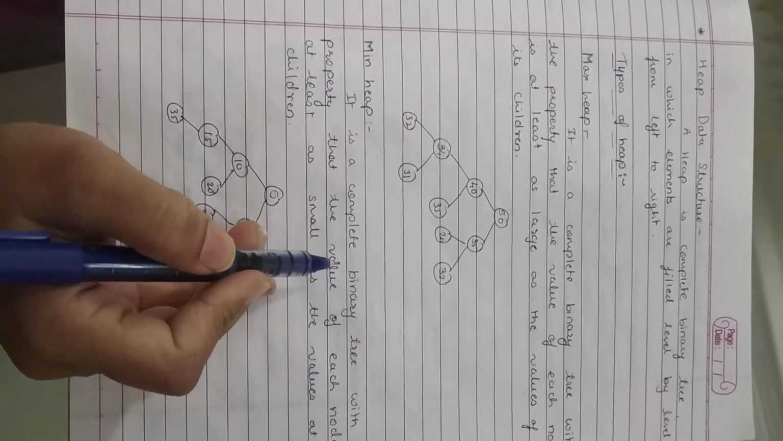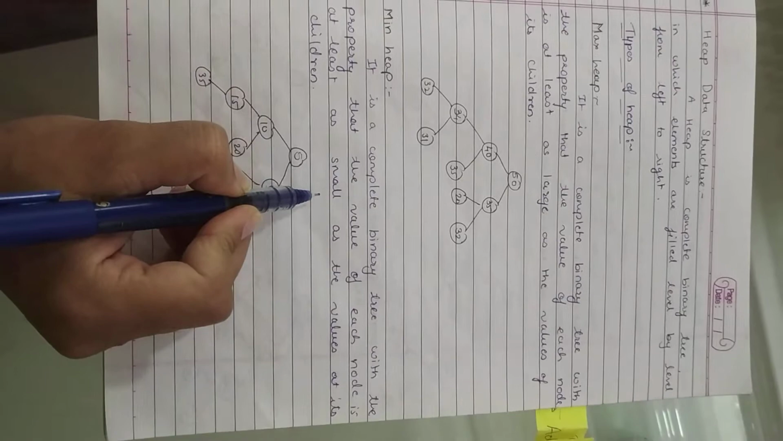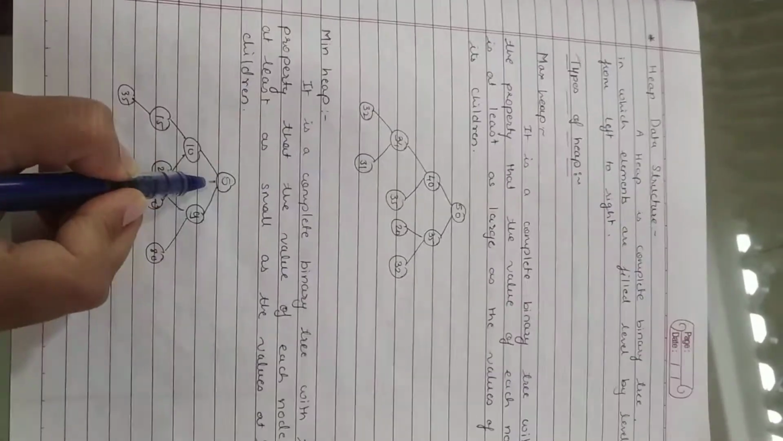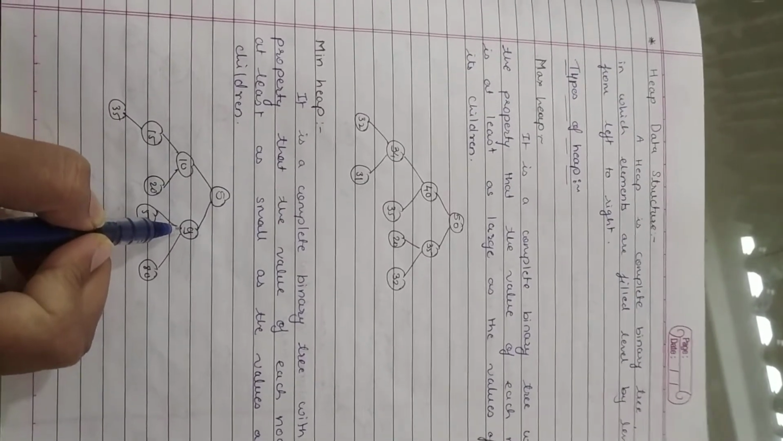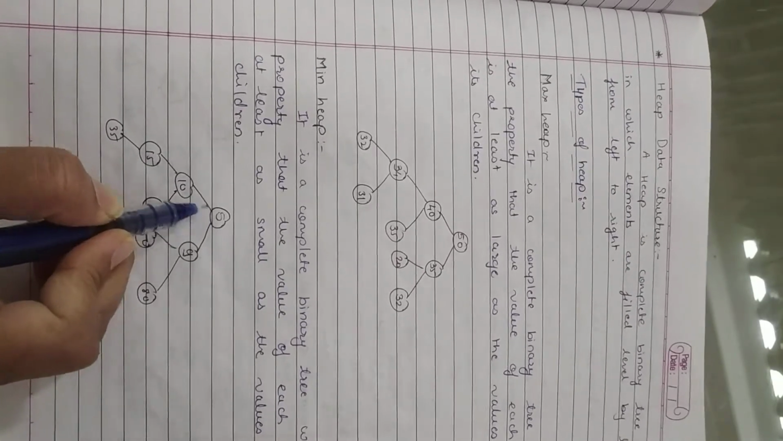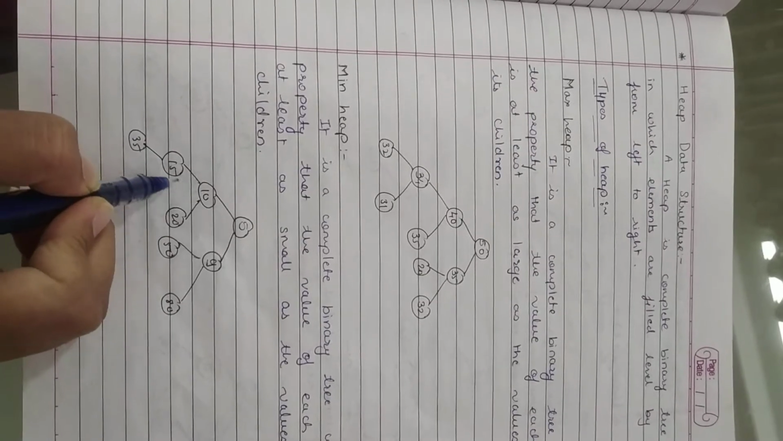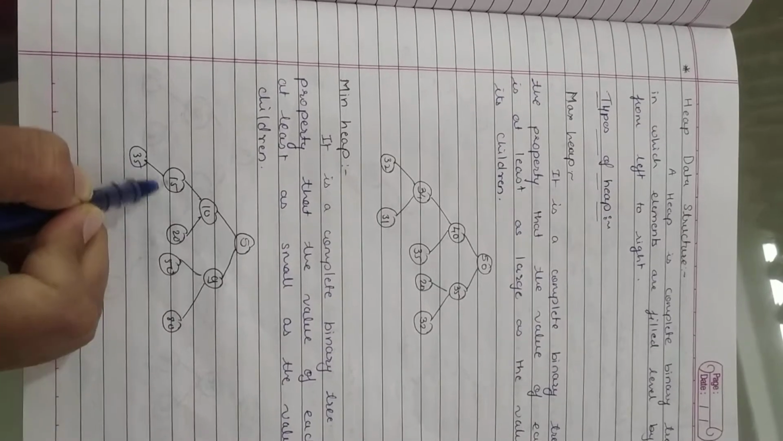The second type is min heap. It is a complete binary tree with the property that the value of each node is at least as small as the value of its children. The diagram shows that the value of the parent node should be less than the values of the child nodes. Here 10 is the child of 5, that's why 10 should be greater than 5. Again 15 is the child of 10, that's why 15 is greater than 10. So the parent should be less than the child node. This is the min heap.